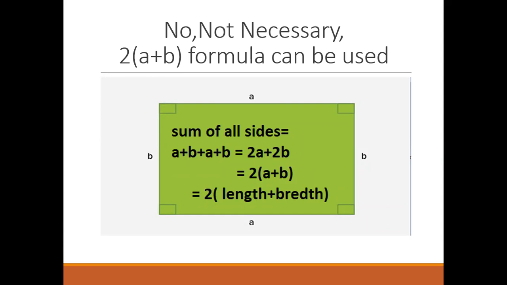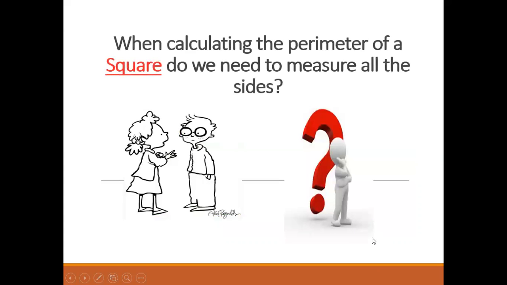So we are finding the perimeter of a rectangle using the formula 2 into length plus breadth. Adding the sum of all sides, you can do it. That method is already there. We are giving one easy method. Instead of a rectangle, suppose a square is given. Then also, is there any easy method?